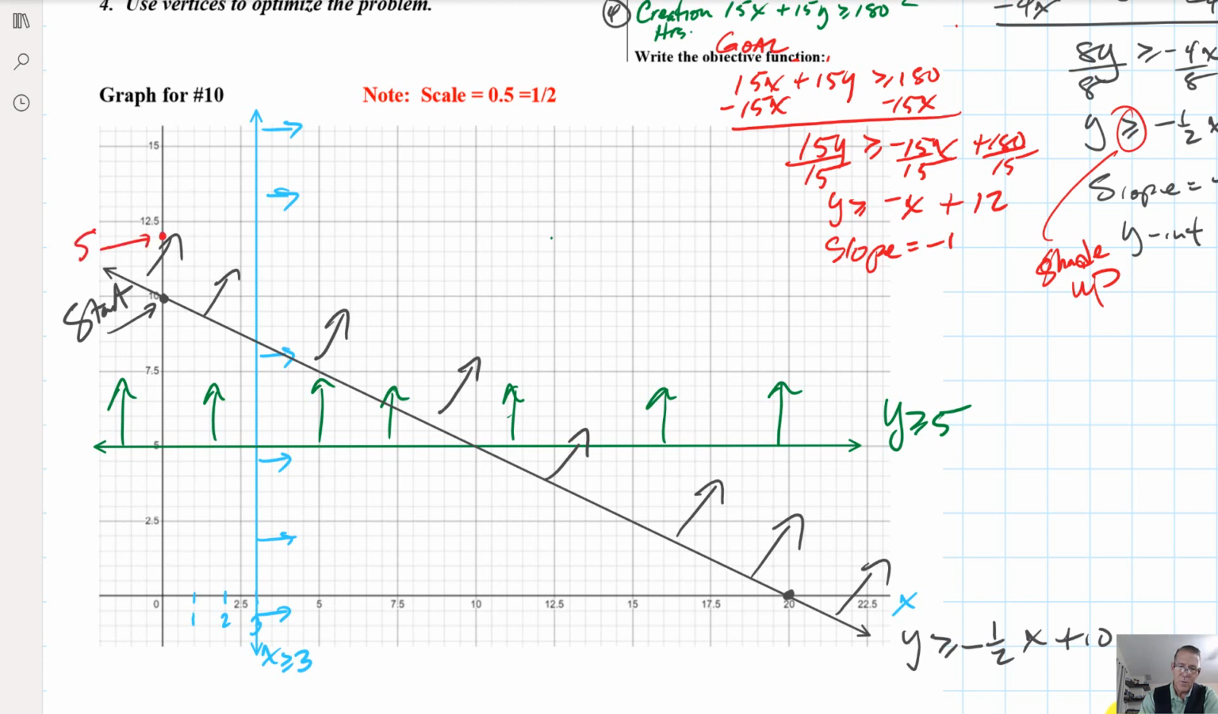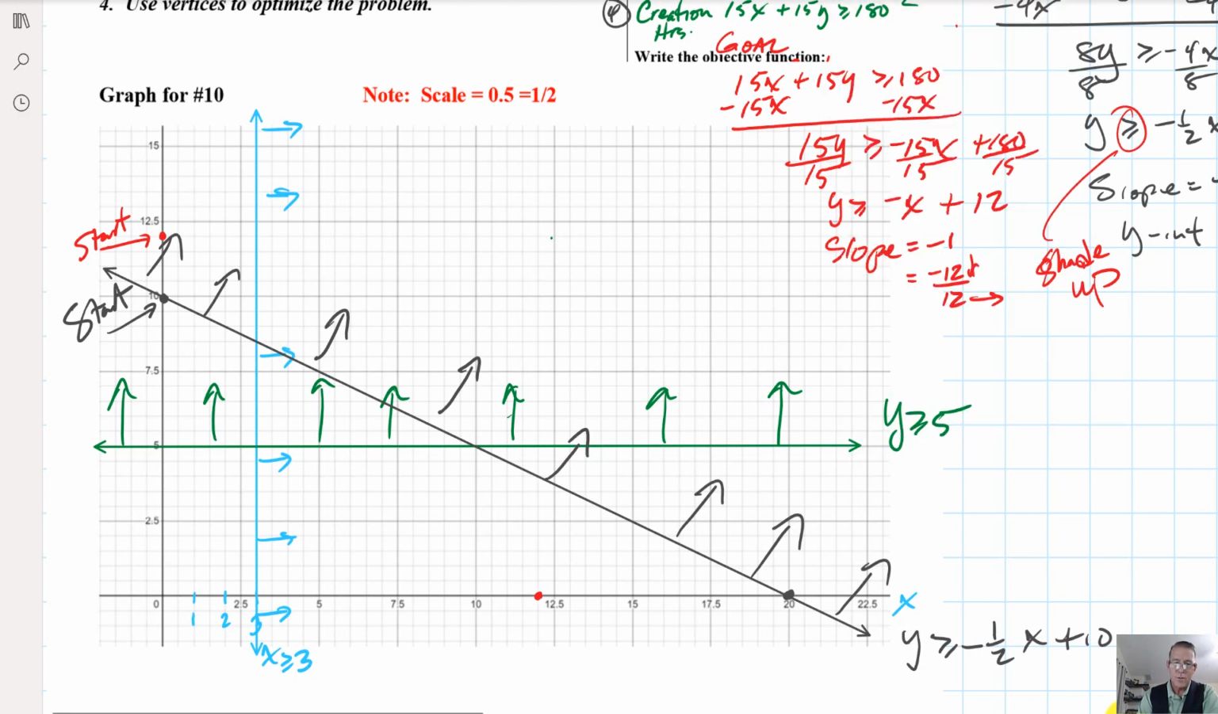So here I'm going to start at 12. Remember, this is a y-intercept now, and the scale is 1/2. So I go to 12 on the y-axis, and the slope is negative 1. I could go down 12 and right 12. That'd be a slick way to do it. Negative 1 is the same thing as negative 12 divided by 12. So down 12, right 12. Should be right here. Okay. And again, we'll check everything later.